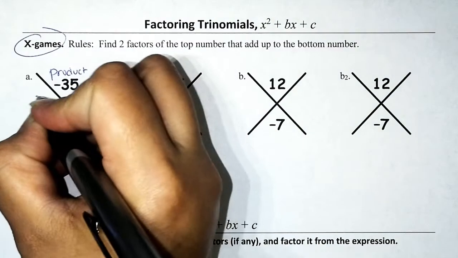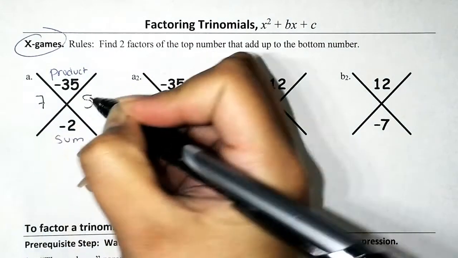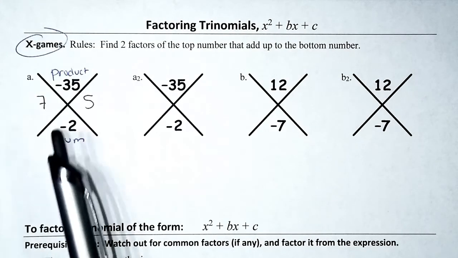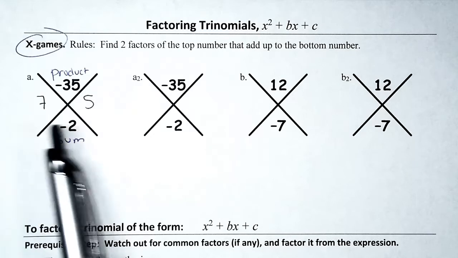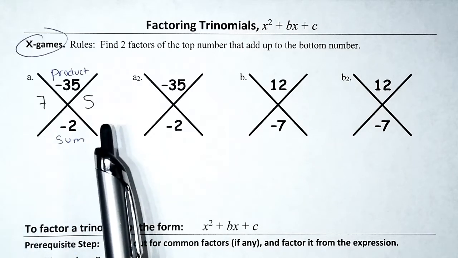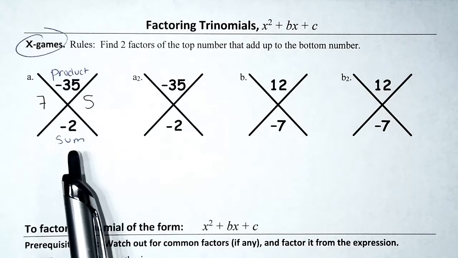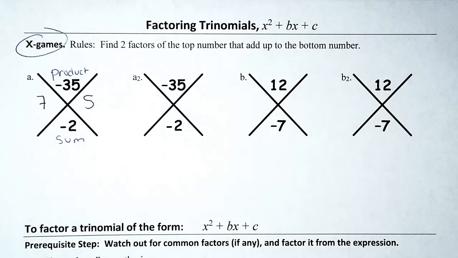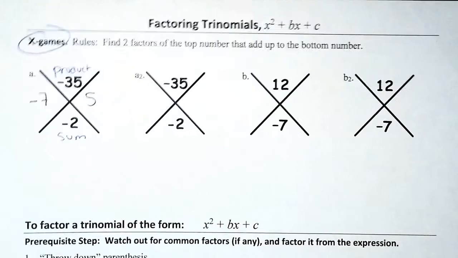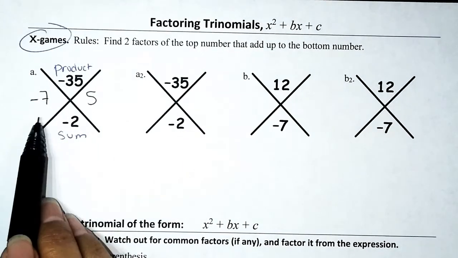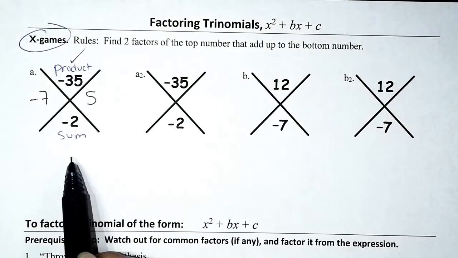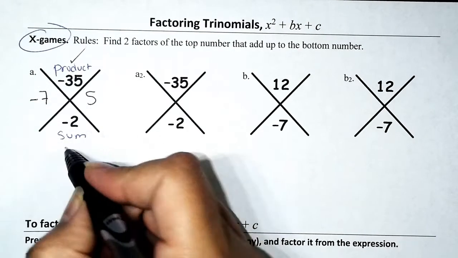So I know that you know that 7 times 5 is 35. Cool, that's fantastic. But we want to get a negative product, so that means that one of these will have to be negative. Which one should be negative? Well, because the sum is negative, we have to make sure that the larger factor is negative. But I don't trust myself, so I'm going to check it. The product of negative 7 and 5 is negative 35. The sum of negative 7 and 5 will give us negative 2.